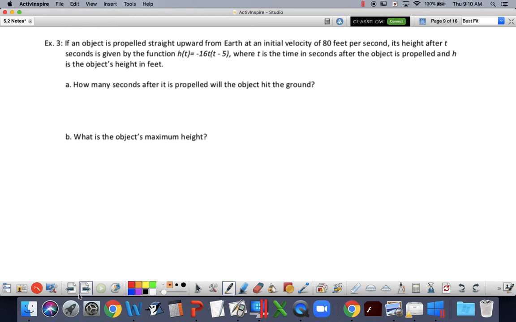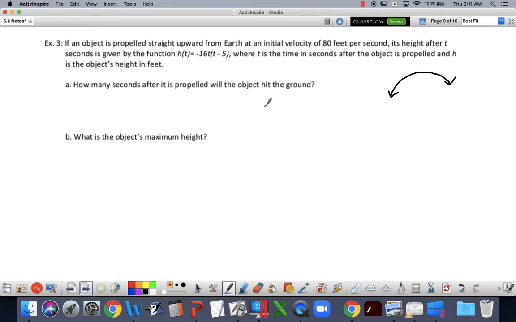So these are the classic parabola questions we see, right? A basketball is being thrown, a rocket is being propelled, whatever the case may be. If we have a shape of something being thrown or a rocket being propelled, it's going to have a parabolic shape, which means we can use a parabola, a quadratic function, to track its progress. So the question asks, how many seconds after it is propelled will the object hit the ground?